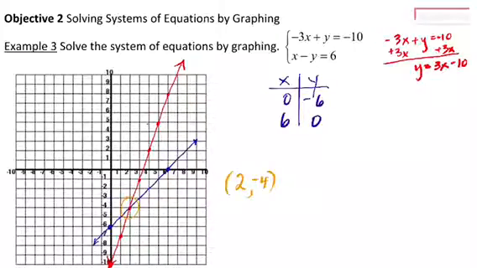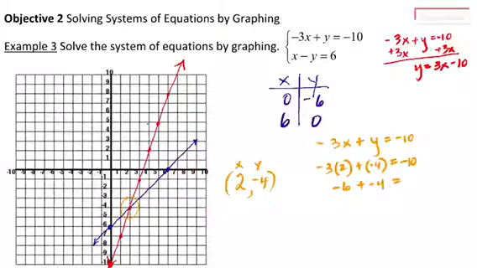Now what I need to do is check this point in each of the equations to see if it's really a solution. So I have negative 3x plus y equals negative 10. I'll plug the 2 in for x and the negative 4 in for y. Negative 3 times 2 plus negative 4 equals negative 10. Negative 6 plus negative 4 equals negative 10. And you can see that that does make sense. So (2, negative 4) is a solution for that line.